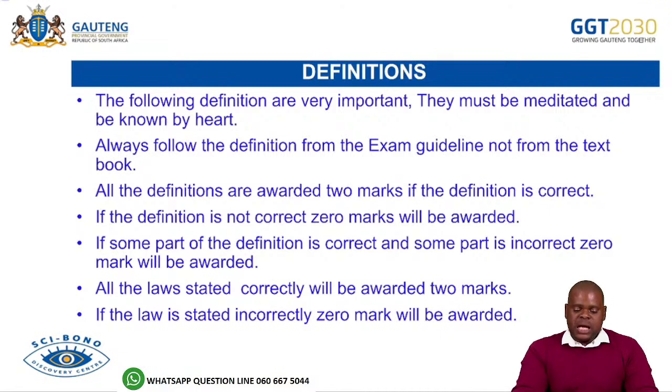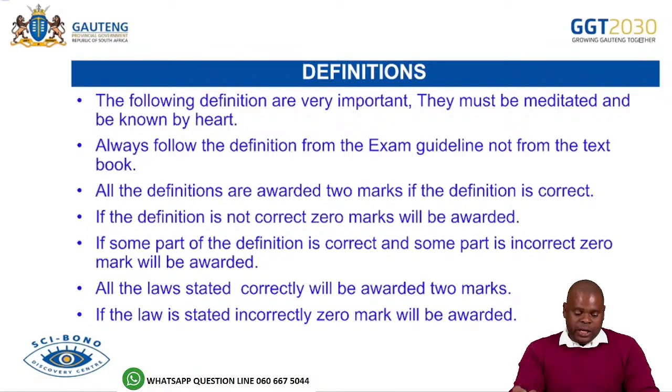All definitions are awarded 2 marks if the definition is correct. If you write a correct definition, that means you'll get 2 marks, grade 12s. If the definition is not correct, 0 marks will be awarded.